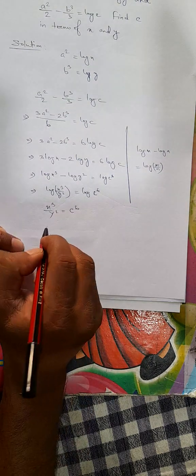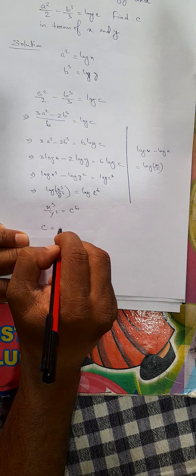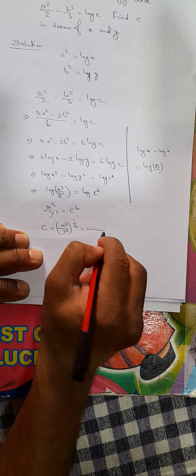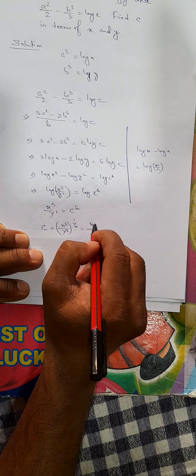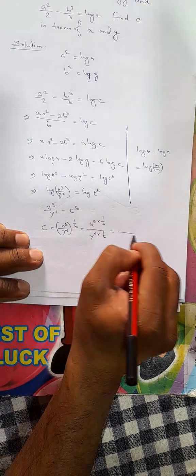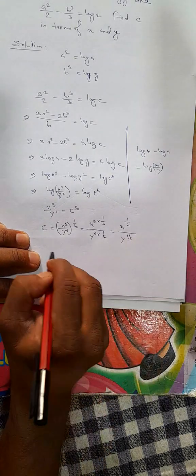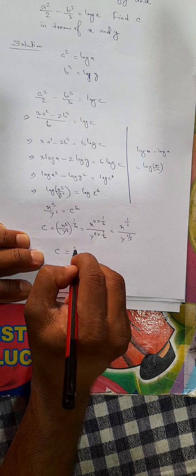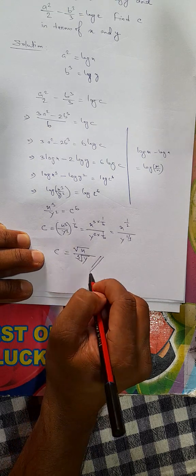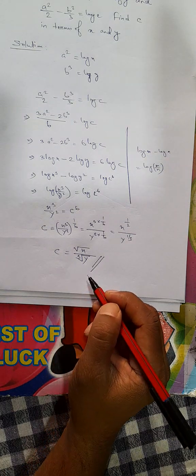So c equal to, you can write it by raising both sides to the power 1 by 6: x cube by y square to the power 1 by 6. This will be x to the power 3 times 1 by 6, y square times 1 by 6. This becomes x to the power half and y to the power 1 by 3. So x to the power half means square root of x, y to the power 1 by 3 means cube root of y. So this is the simplified answer: c equal to square root of x divided by cube root of y.